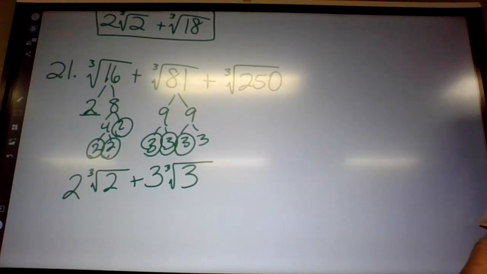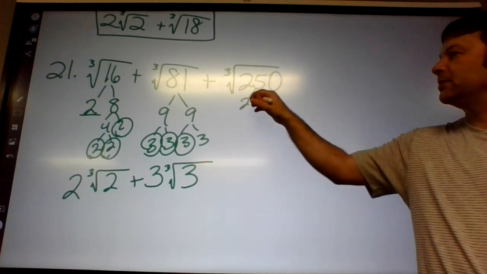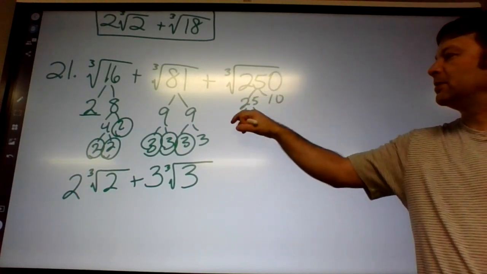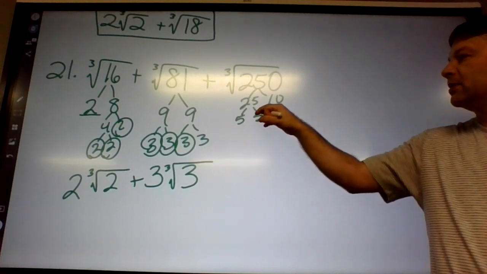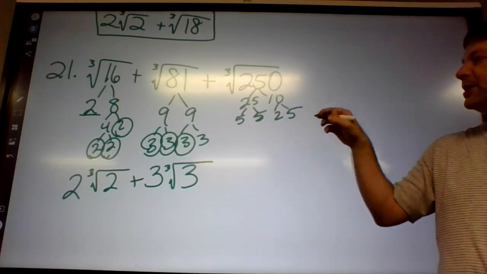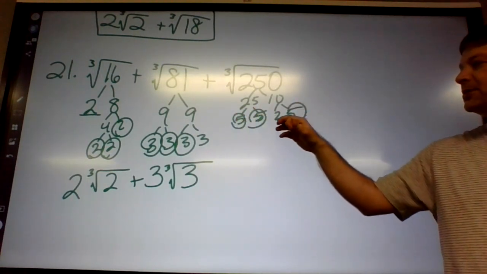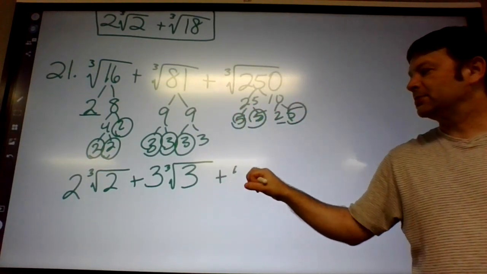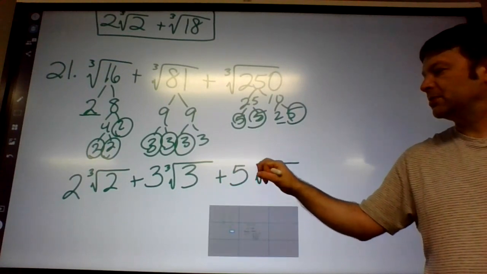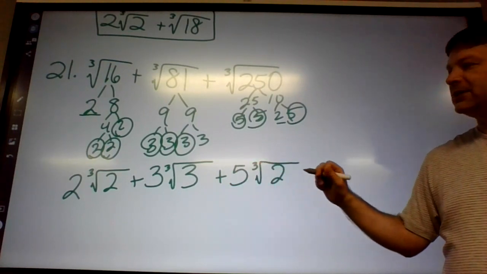And then 25 and 10, and then 25 turns to 5 and 5, and then 10 turns into 2 and 5. Okay, so what's gonna get out on this one? A 5, and what's left behind? 2. See, it wasn't that scary.